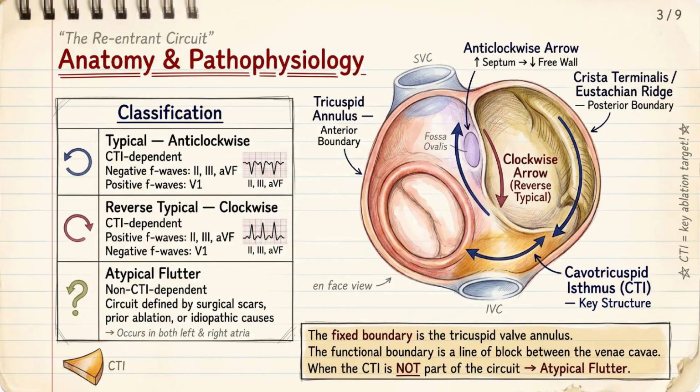If the circuit doesn't use the CTI, perhaps because of a surgical scar or previous ablation, we call it atypical. Understanding this anatomy is vital because if we want to cure the patient, the CTI is exactly where the electrophysiologist will aim their ablation catheter.